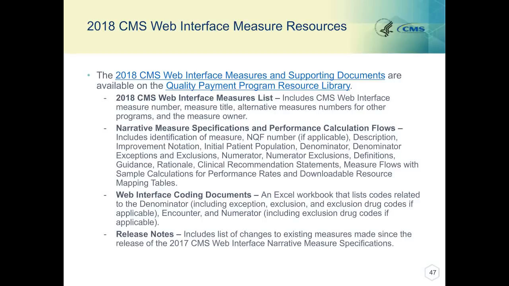You'll also find the 2018 CMS Web Interface coding documents. These are Excel workbooks that provide codes used to identify encounters for patients in your sample, denominator codes, including exceptions, exclusions, and drug codes if applicable, and numerator codes, including exclusions and drug codes if applicable. The coding for the measures is considered all-inclusive for EHR mapping purposes, but you can use medical record documentation to meet the intent of the measure.